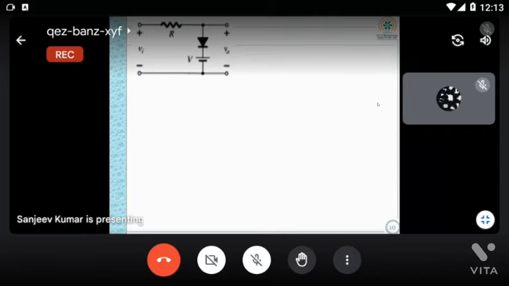Now here also, for example, if I'm giving an input signal, can you tell me what output I'll get? Here I'm taking this as my input. Can you tell me what output you'll get? Anyone?